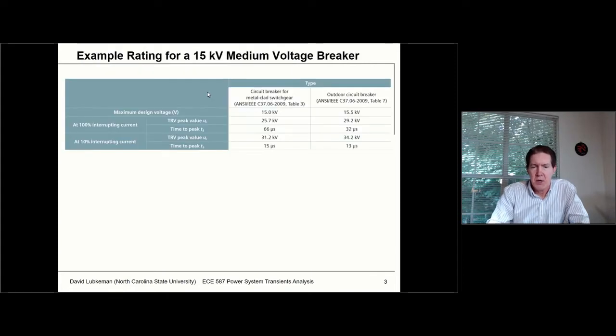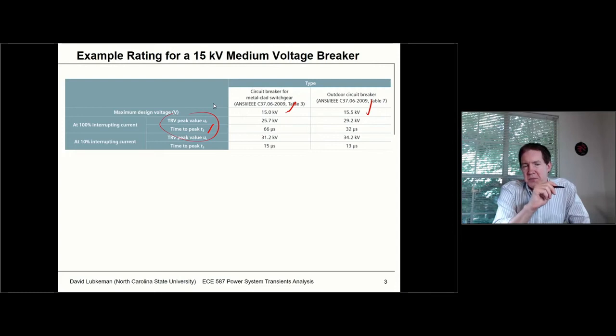And so if you go through the Siemens note and the references given on the bottom of the slide, what you'll see is the class of the breaker. In this case, these are 15 kV class breakers, so that's a very common class. And then what you'll see is that at 100% interrupting current, we have a situation where we can handle a transient recovery voltage as high as 25.7 if we're talking about metal clad switchgear, and 29.2 if we're talking about outdoor gear.